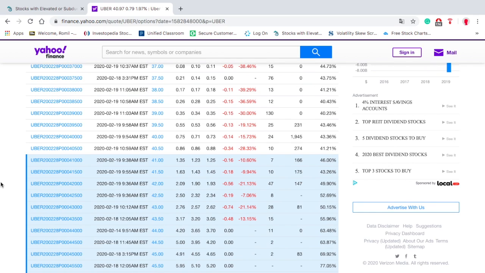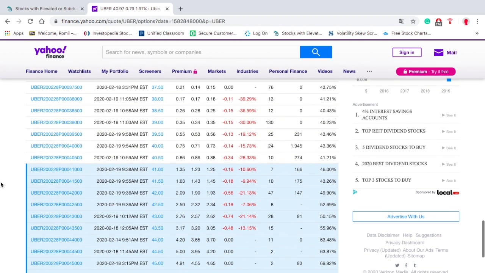The probability of profit right here is 90+%. The risk is only $5. The reward is closer to $200 if volatility stays the same. But volatility will likely mean revert. It will likely go higher from here, and so you're actually going to make more than that if you put on this trade.